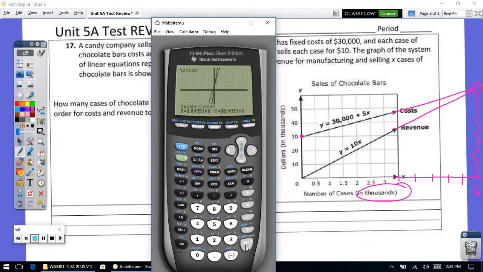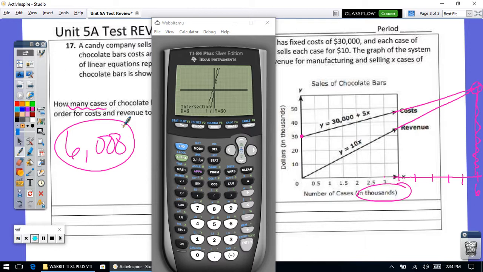Enter, enter, enter. We're looking for an x value because the question was asking how many cases. So how many cases do they cross? And if you look right here, it would be 6. It would actually be 6,000 cases. This is in thousands. Good luck.